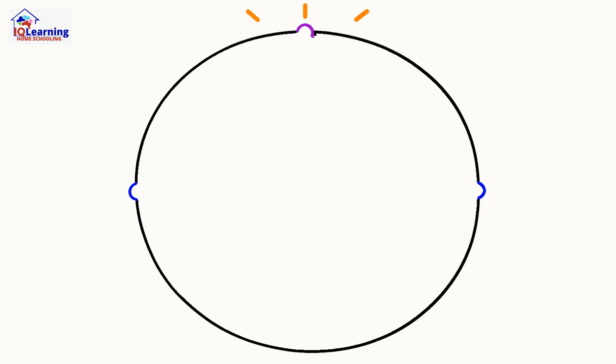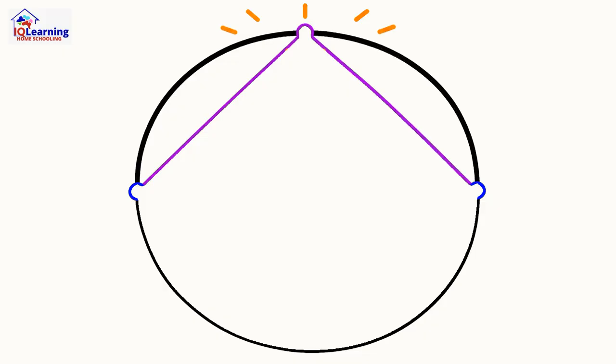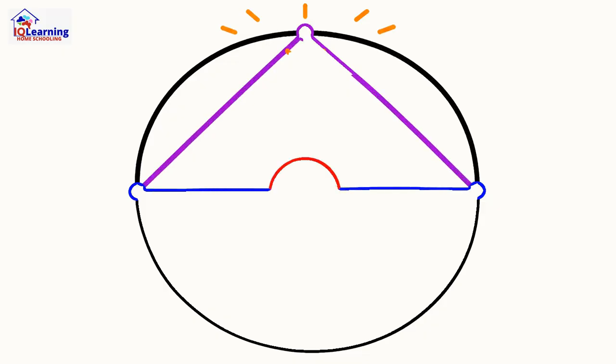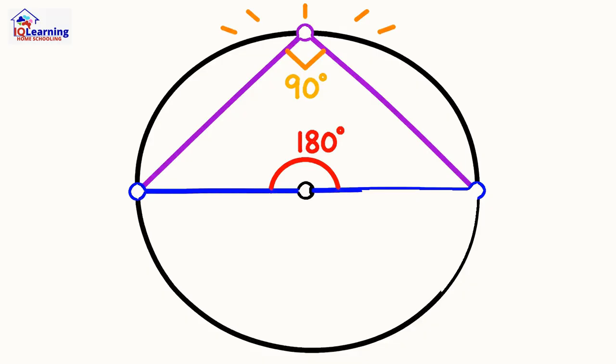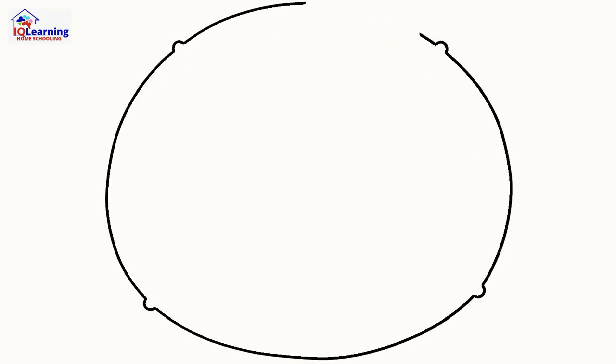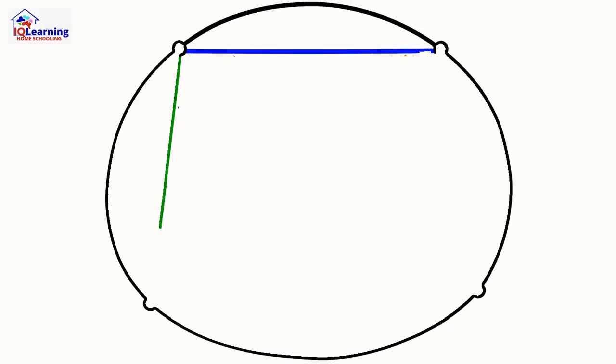What happens when the chord is the diameter? A diameter is a straight line, so its angle at the center is 180 degrees. Based on our first rule, the angle at the edge must be half of that, a perfect 90-degree right angle, every single time.